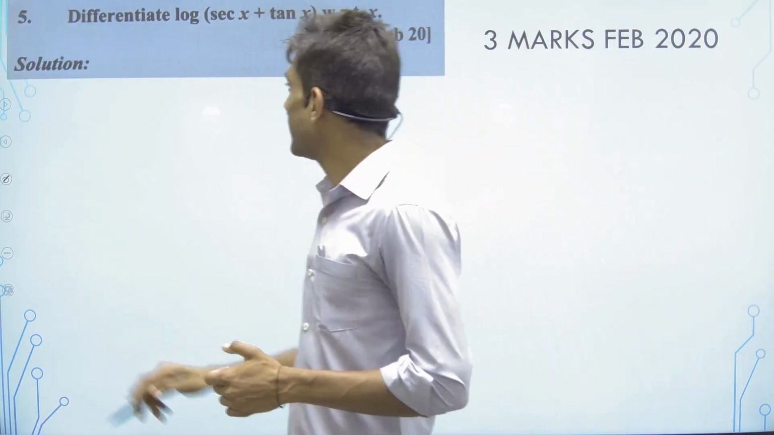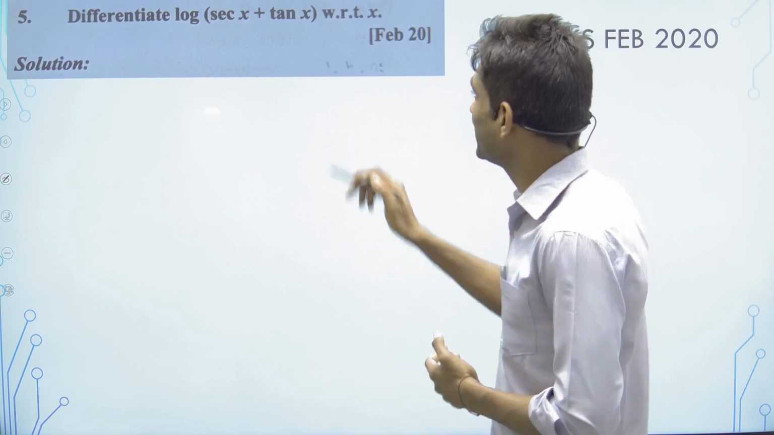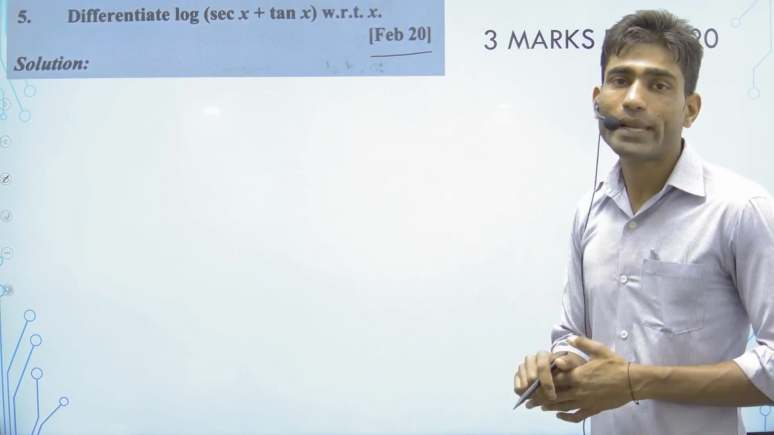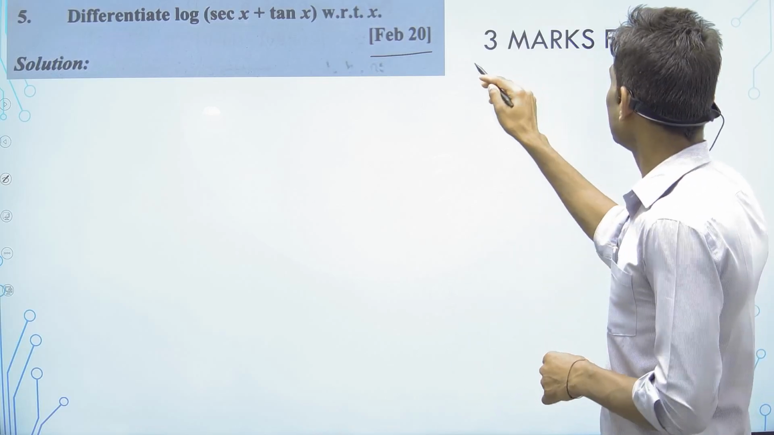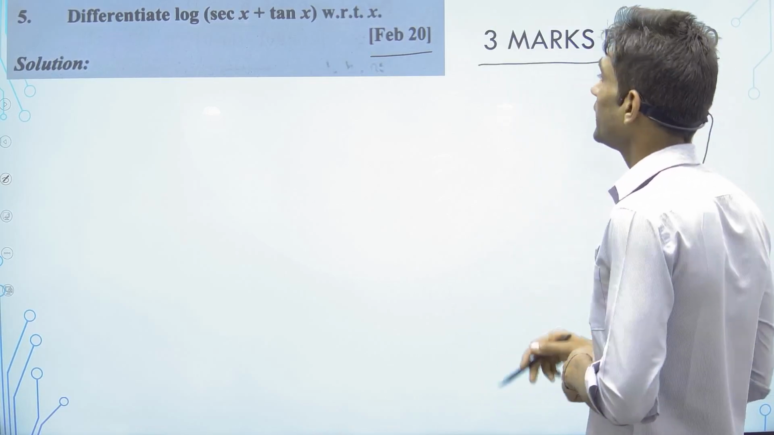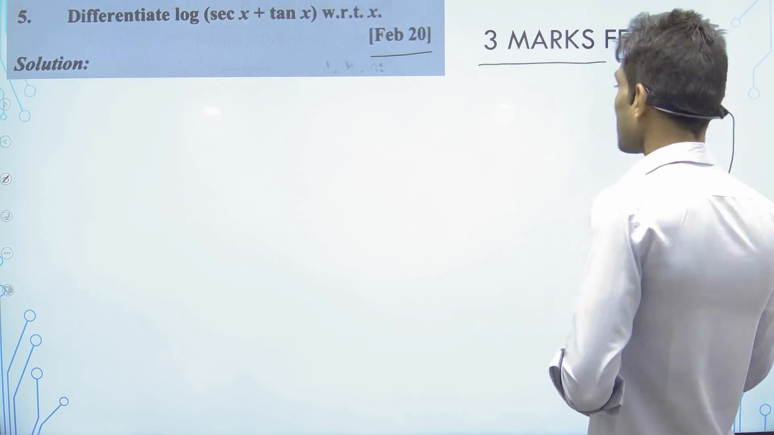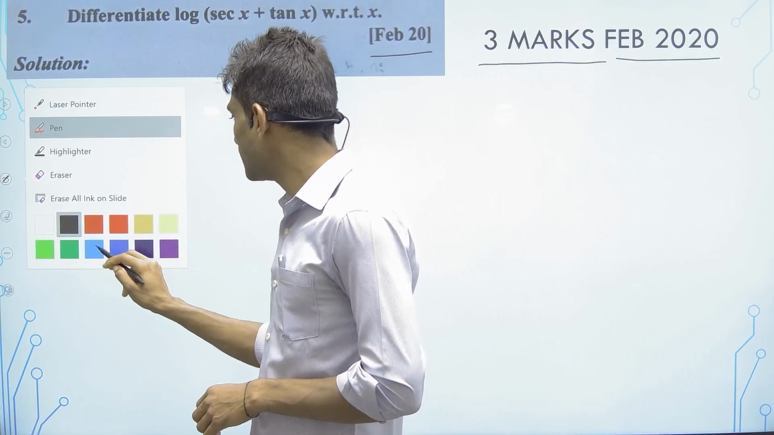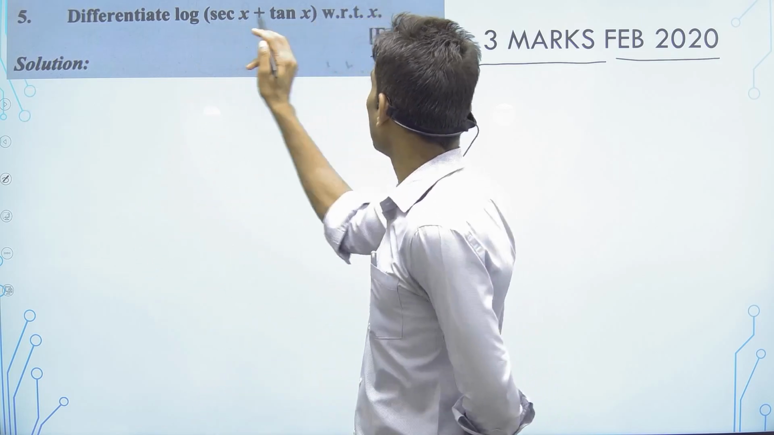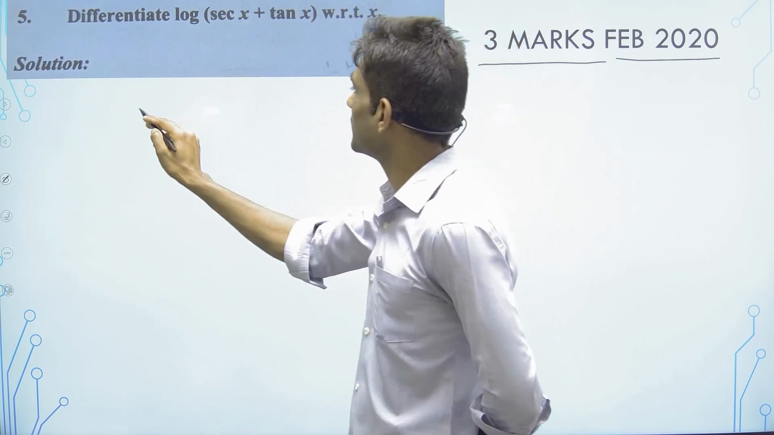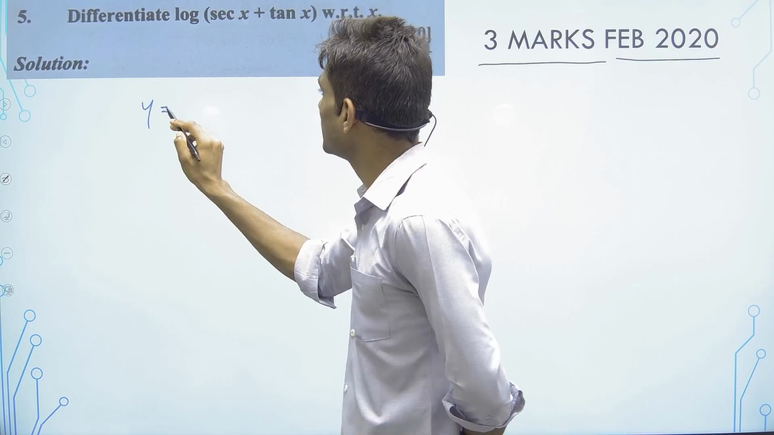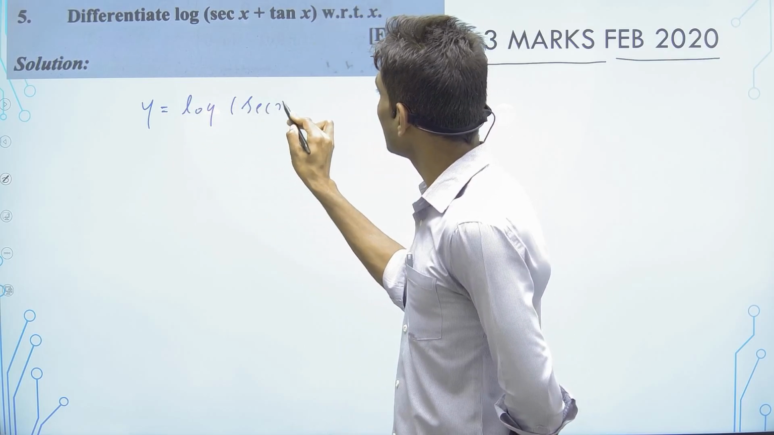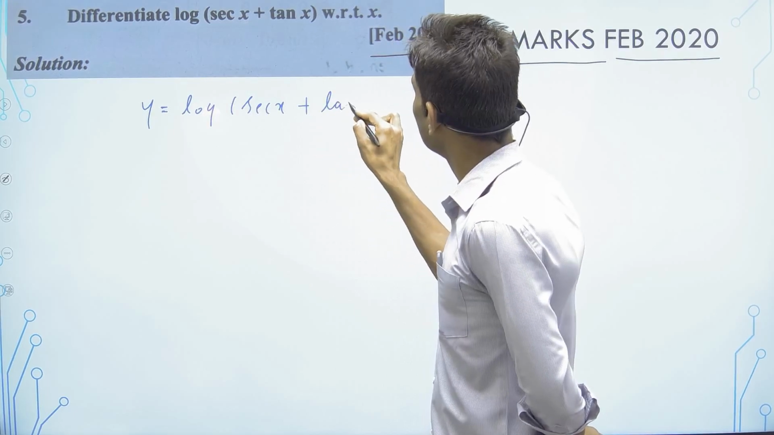Our next example, differentiation of log of sec x plus tan x with respect to x. Question asked in the February 2020 board exam for 3 marks. Now let's start the solution, which is a very easy solution here. We have been given the function. Always remember to consider our function as y, which is equal to log of sec x plus tan of x.